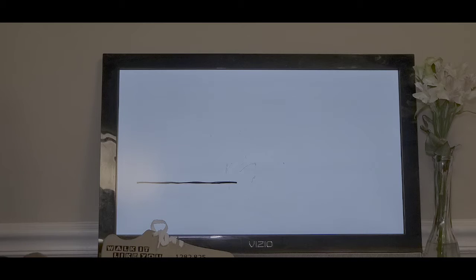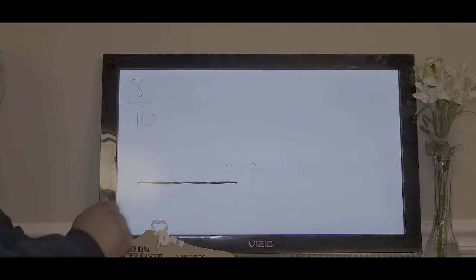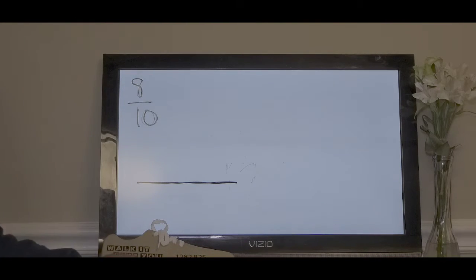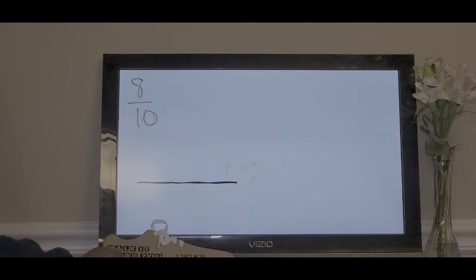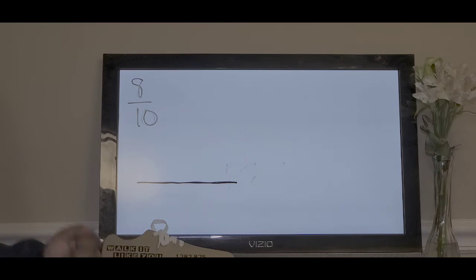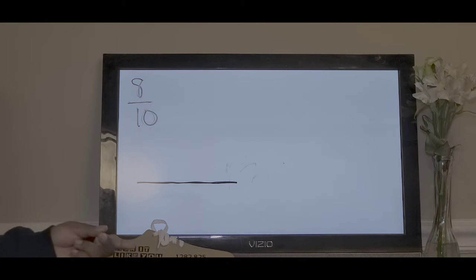All right, so here we know that Miss Jones ran 8 tenths of a mile every day. But she ran for the whole week, so we need to add 8 tenths plus 8 tenths plus 8 tenths plus 8 tenths plus 8 tenths plus 8 tenths to get how many miles she ran. Or instead of adding all those together, we can multiply times the amount of days she ran. I know she ran for 1 week, and 1 week is equivalent to 7 days. So I can multiply 8 tenths times 7.